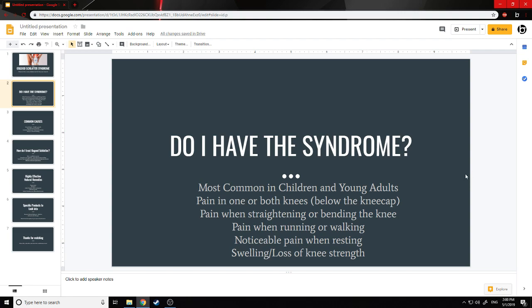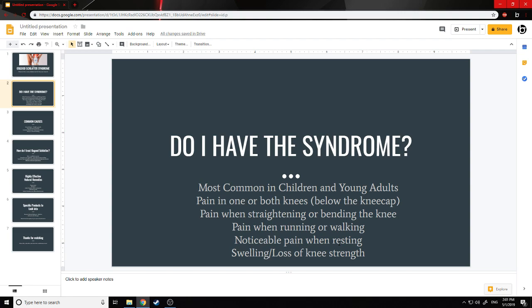So another thing is pain in both knees. That's kind of a given. If you're here, you're wondering about it, that is the primary thing. It's in the knees. Usually the pain is specifically under the kneecap, so if you just go below your kneecap, if that's where the majority of your pain is, it's a good chance that you could have Osgood Schlatter.